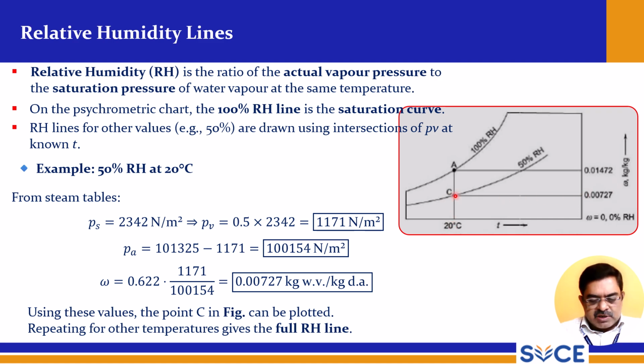So against 20 degree dry bulb temperature and the specific humidity, we are finding out the relative humidity here. So it is on the 50 percentage RH line. This is a simple way to find out the intersecting points. So, drawing the 50% RH line.